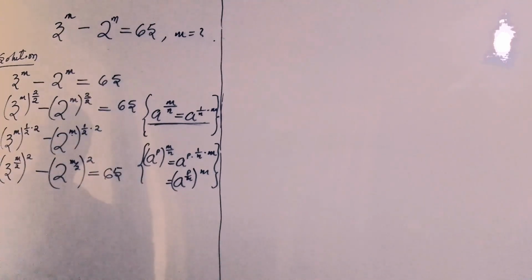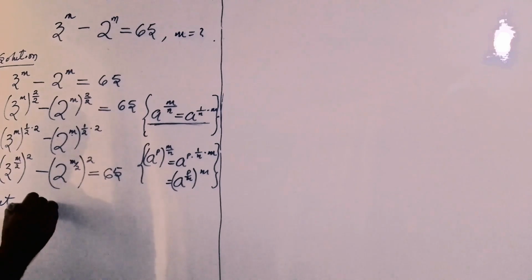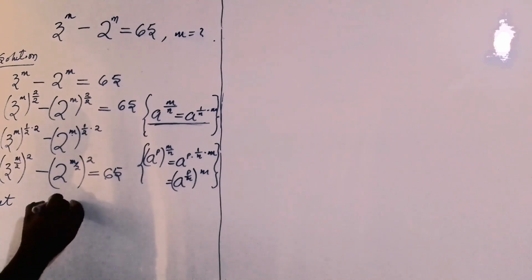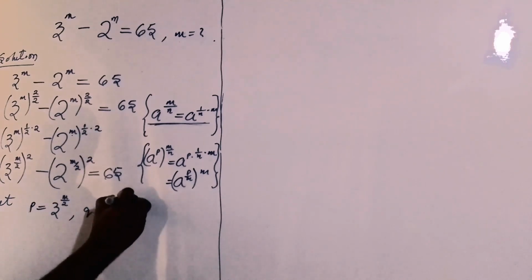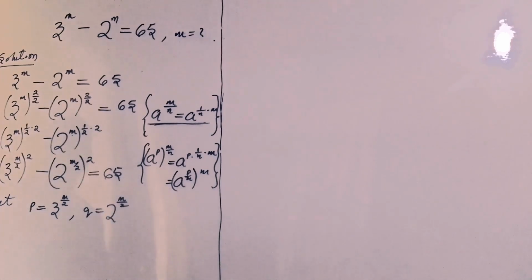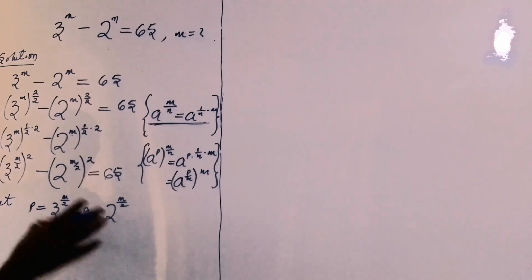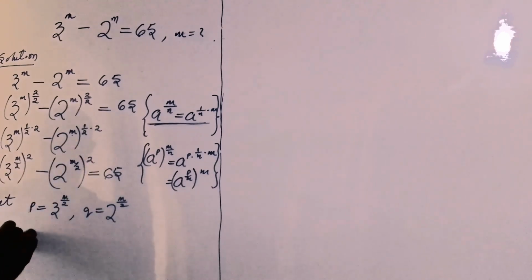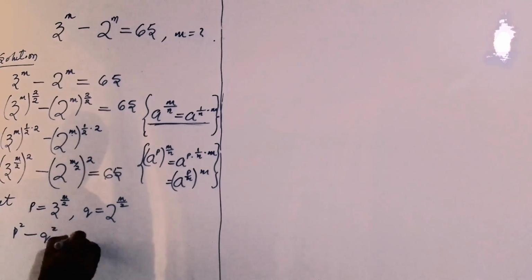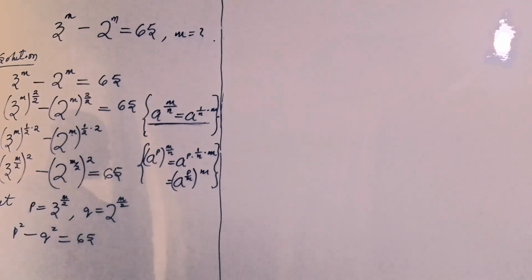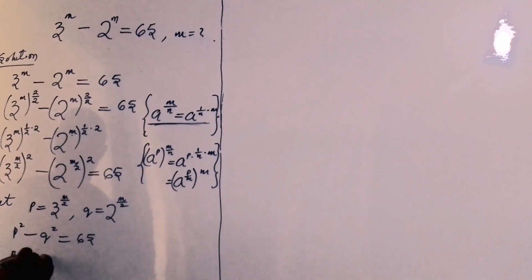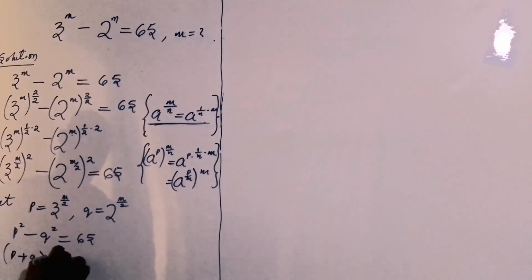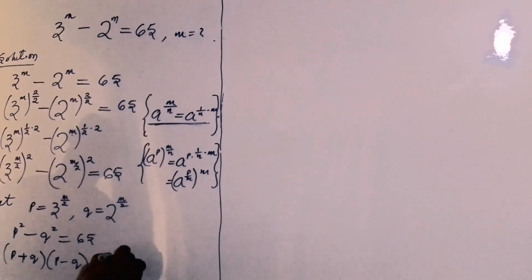So from here, I can now go ahead and use substitution, where I can say let p equal to 3 to the power of n over 2 and q equal to 2 to the power of n over 2. Right. And so, if this is the case, then this equation becomes p squared minus q squared equal to 65. And of course, on the left, we have a difference of 2 squares. So I'm going to use the difference of 2 squares here. So that means p plus q times p minus q equal to 65.